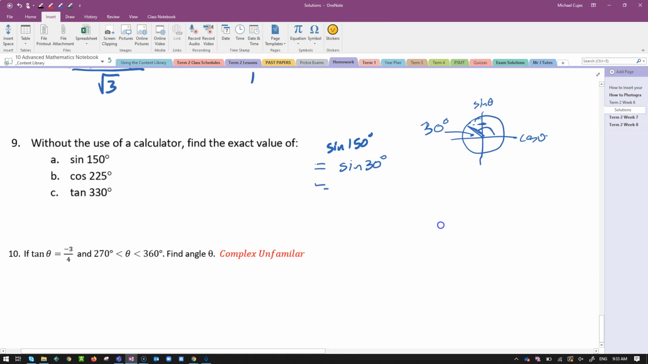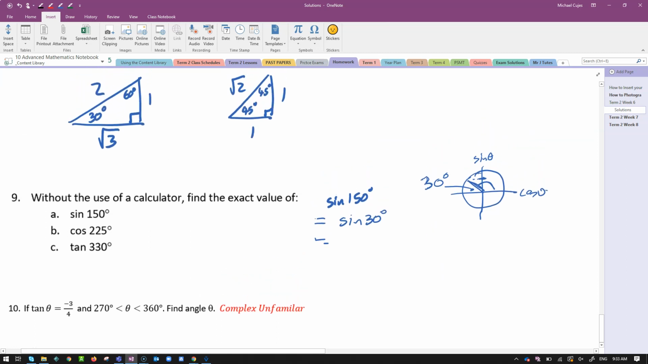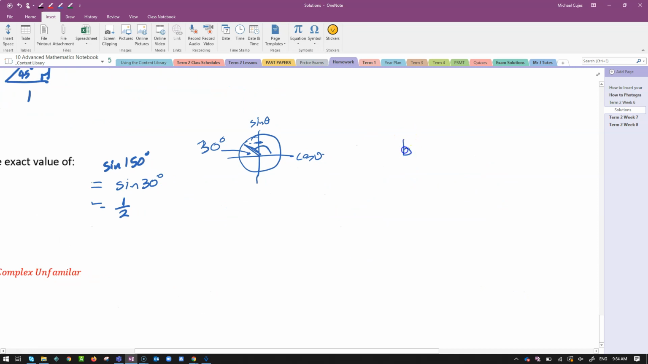Who do I ask if I want to know the sine of 30? Best friends, little buddies. Sine of 30: opposite 1, hypotenuse 2. 1 over 2. They'll always be between negative 1 and 1, because it's a unit circle. Okay, cosine of 225. Let's watch that procedure again.